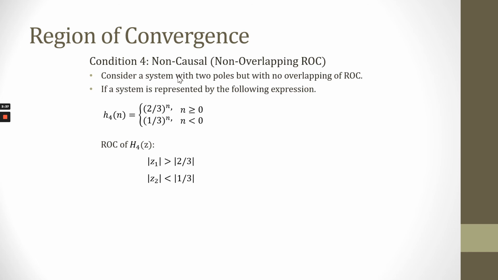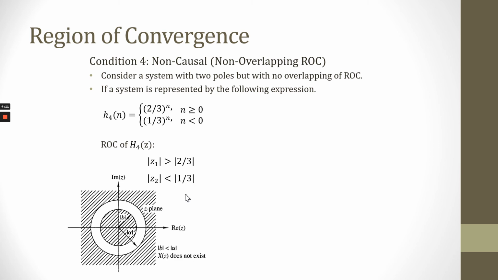Condition 4 is non-causal or non-overlapping ROC. We consider a signal h4, which is the right-sided sequence for n equal to and larger than 0, equal to (2/3)^n, and the left-sided sequence for n less than 0, which is (1/3)^n. So for the right-sided sequence, Z1 must be larger than 2/3. For the left-sided sequence, Z2 must be less than 1/3.